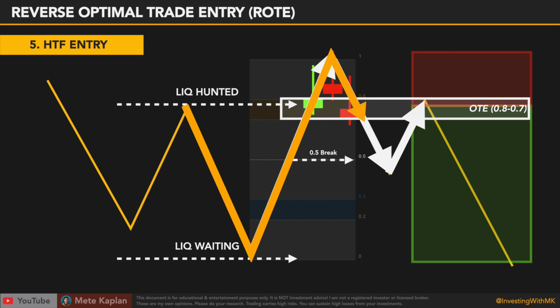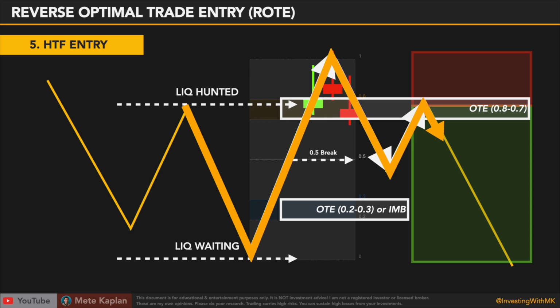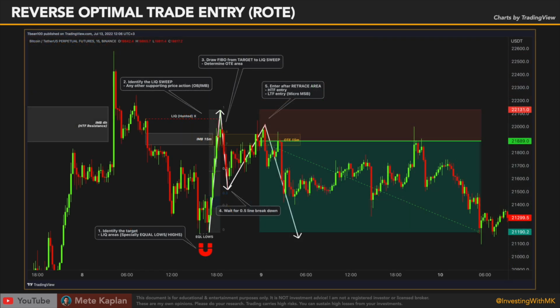My first profit point is generally between 0.3 and 0.2 Fibonacci levels. However, if there are significant imbalances, yes, you can also use them as your target points. The final take profit should be the liquidity weighting, or especially equal lows and equal highs. Let's continue with our example.